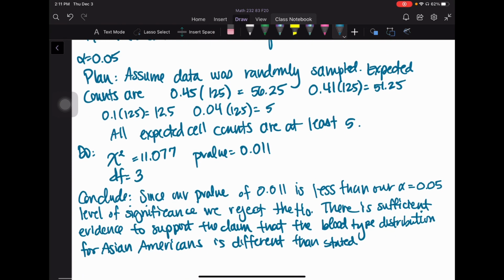Now, since our p-value of 0.011 is less than our alpha equals 0.05 level of significance, we reject the null. There is evidence to support the claim that the blood type distribution for Asian Americans is different than stated. And that's it for this module.